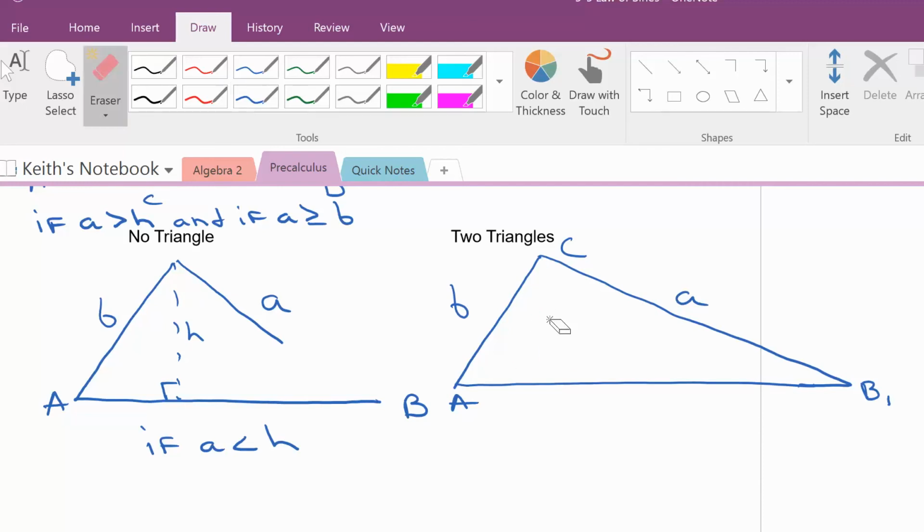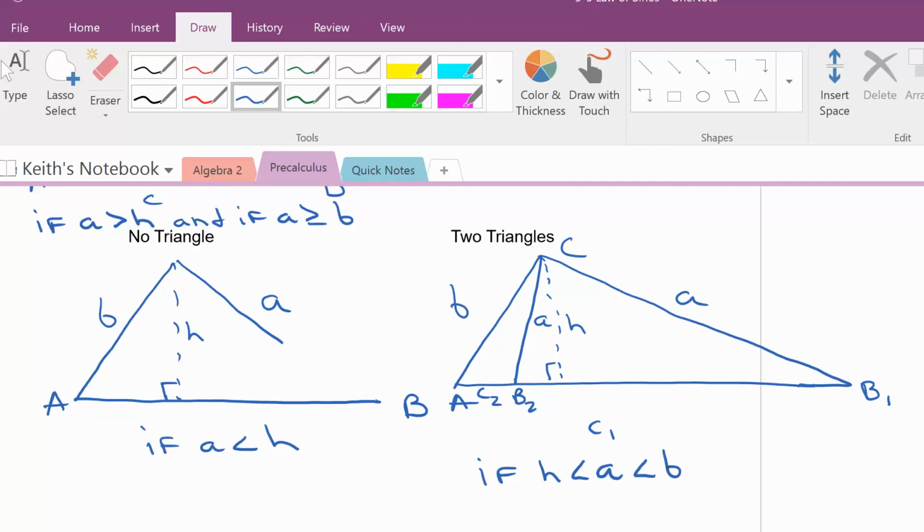Let's try that again. Here's the height of the triangle. And here's the second B. All right, there's two triangles. If the height is less than side A, but side A is less than B, there's two triangles. So there would be this obtuse triangle here, and there would be the acute triangle there.